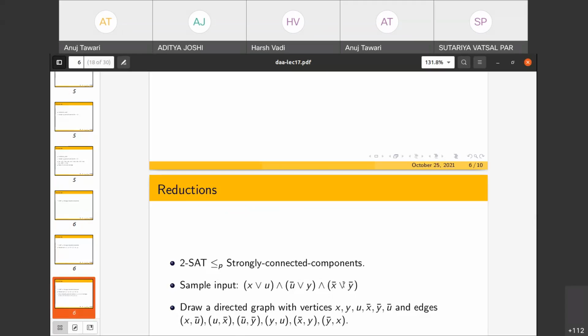Okay. So once you can find the strongly connected components here, you can solve this original two-side instance. Okay. And if no such strongly connected component exists, that means this original formula was false. You cannot find a satisfying assignment to this.